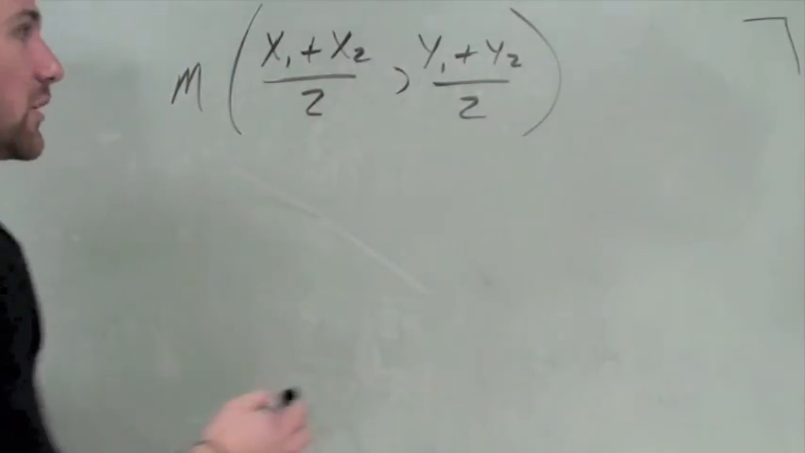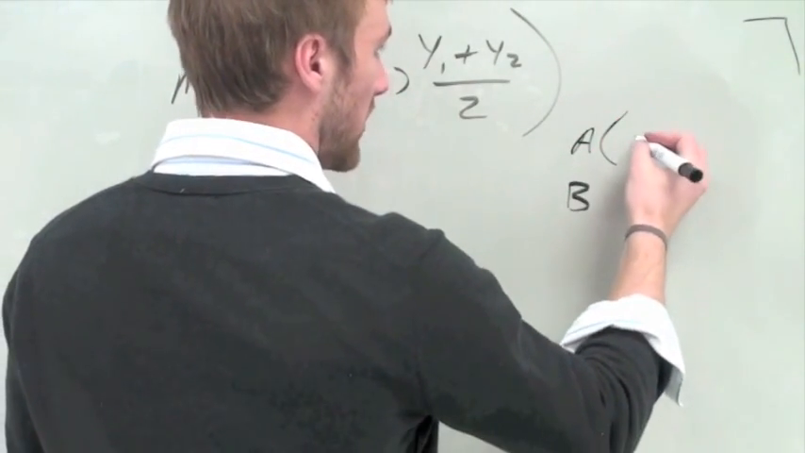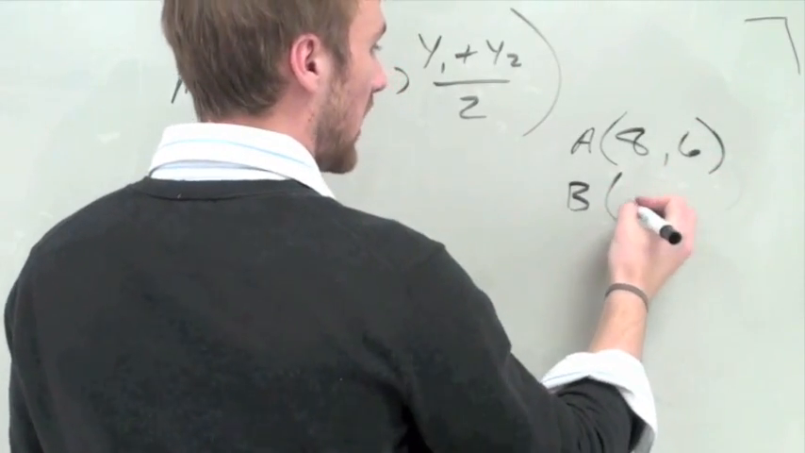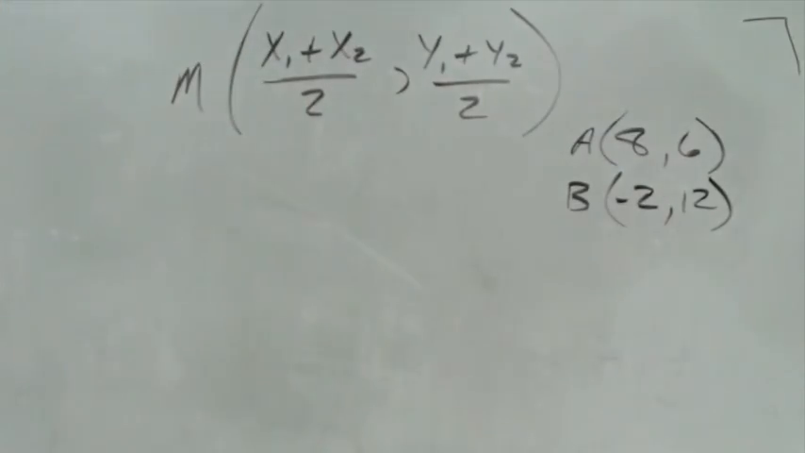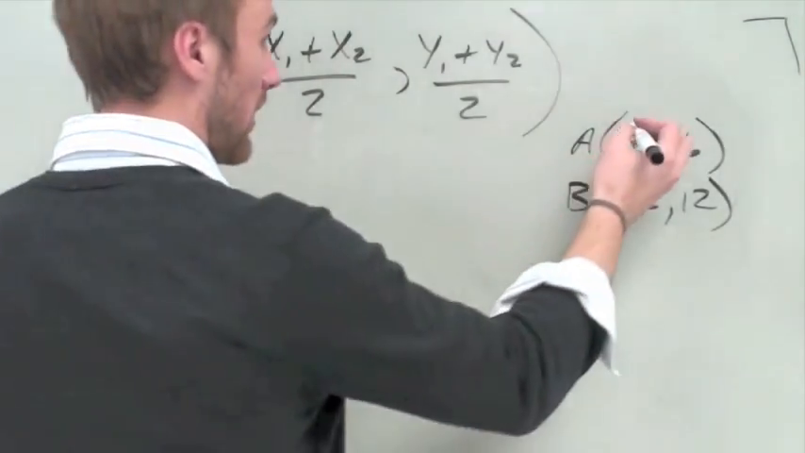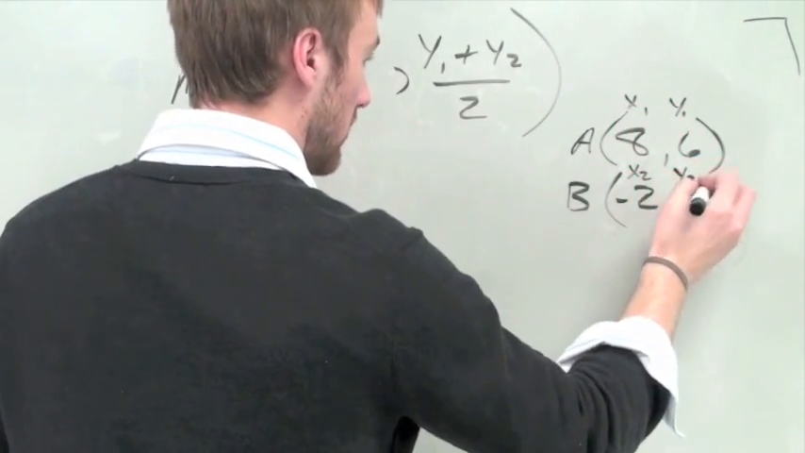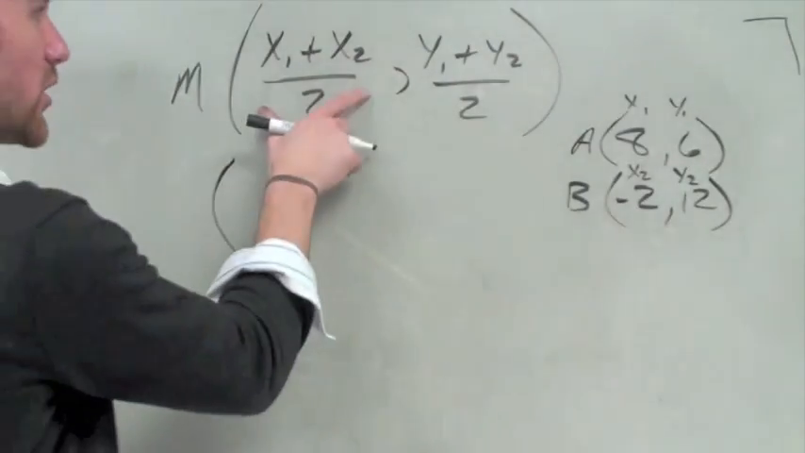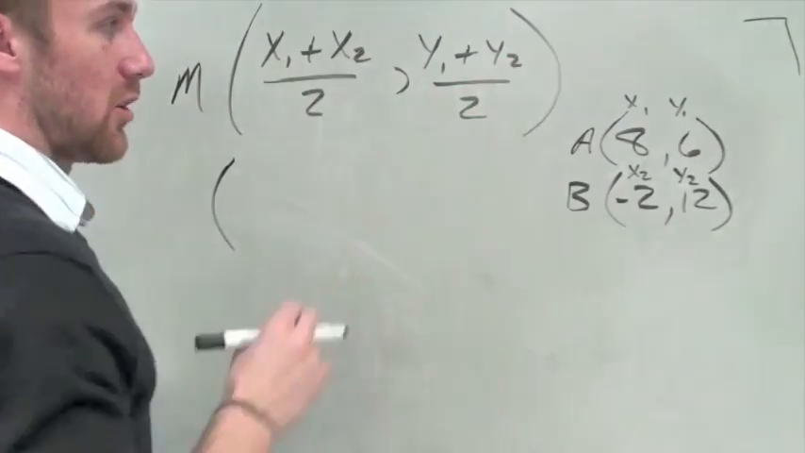So let's try it out. See if we can do it. First thing we need is our points. We'll do points A and B, which A will be 8 and 6, and B will be located at -2, 12. All right? Let's find the midpoint of these little guys. First thing we do, we label our stuff. x1, y1, x2, y2. Now all we got to do is plug it in. You got to look at this like it's 2 separate problems.